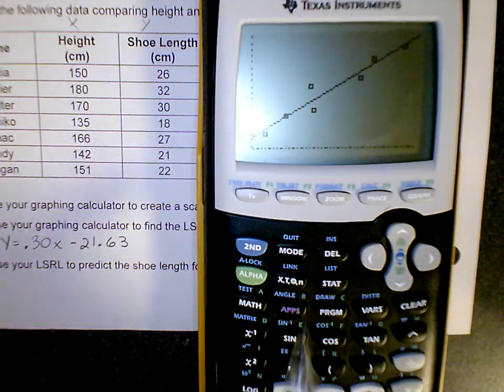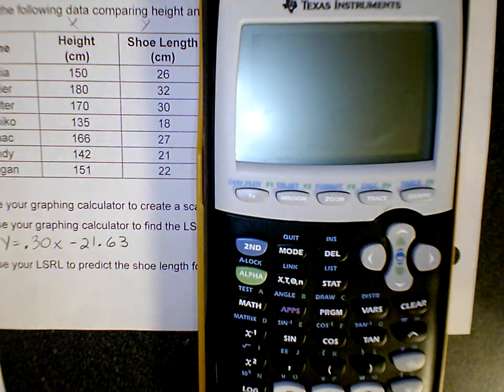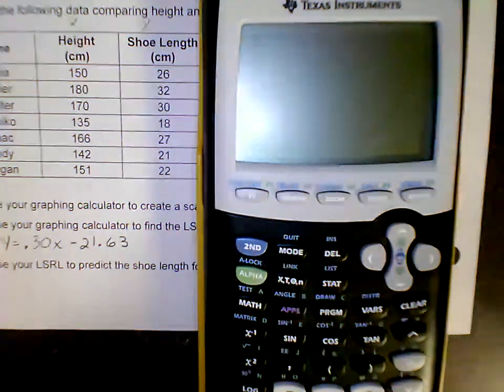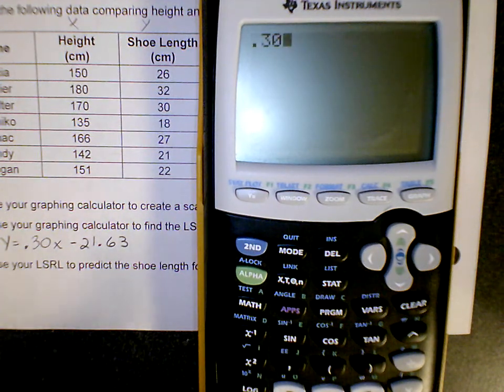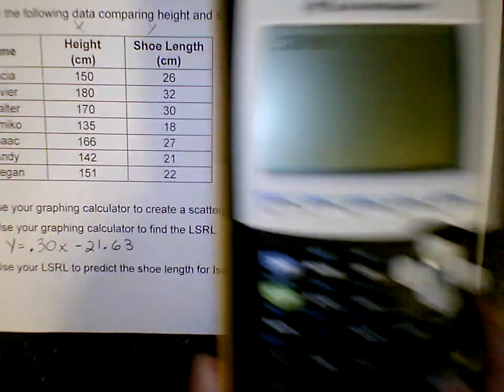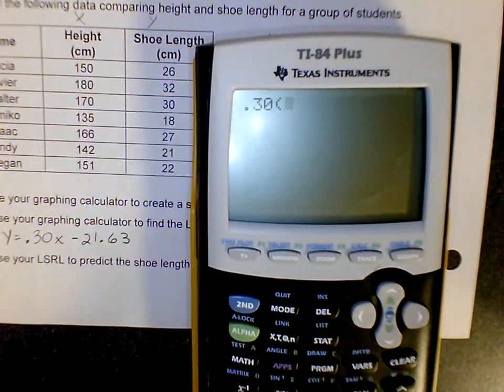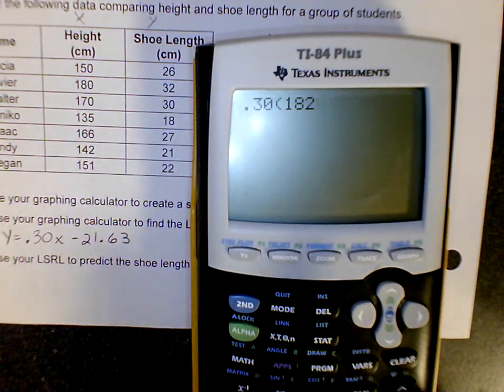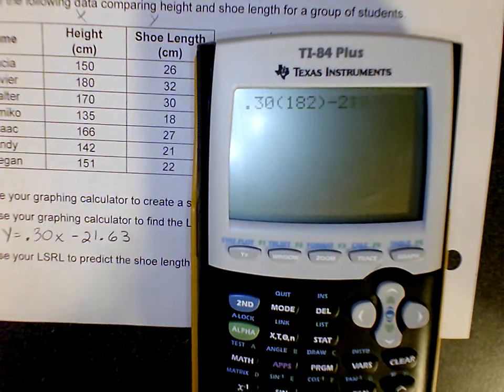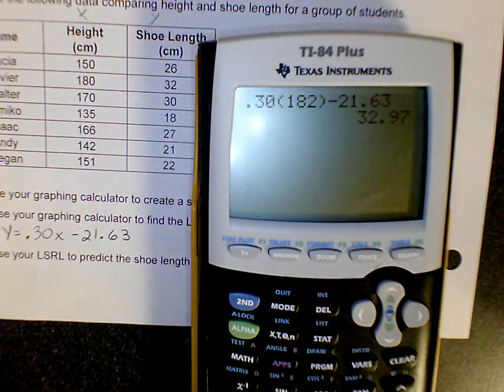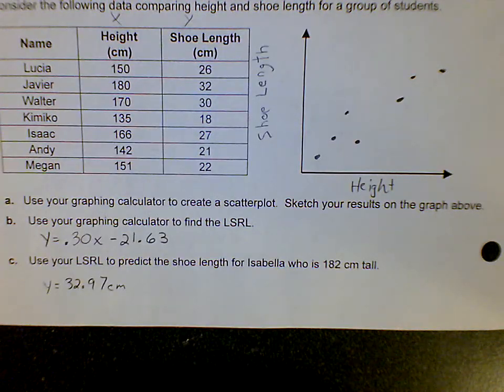So if you're done with the graph, go ahead and hit second quit. And then we just got to plug it in. 0.30 times x. Remember, x right here is 182. End parentheses. Remember, parentheses are right above the 8 and the 9. Minus 21.63. And my answer for that is 32.97. So then Isabella's shoe length would be 32.97, or the predicted value would be 32.97 centimeters.